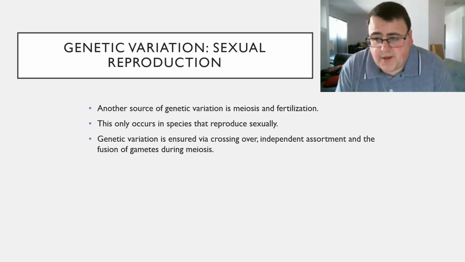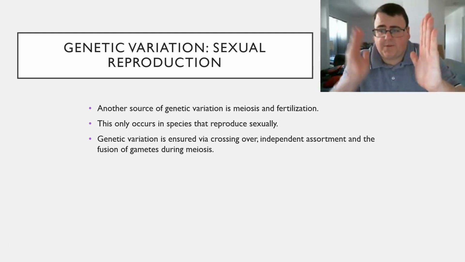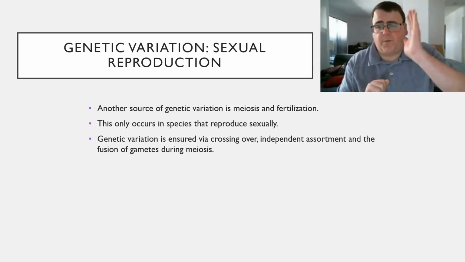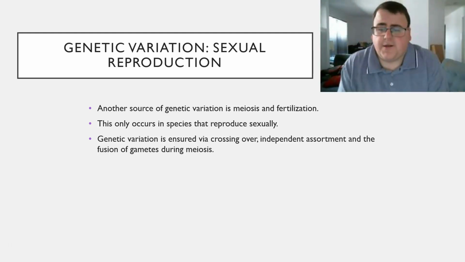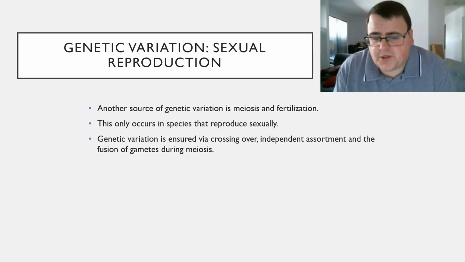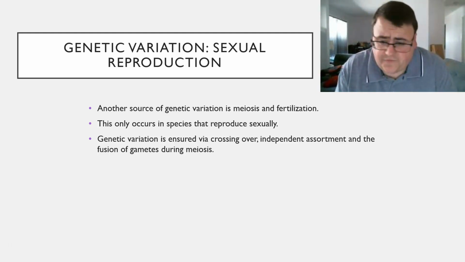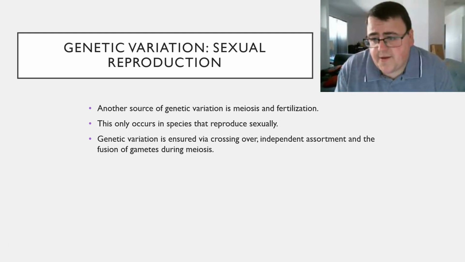Independent assortment is when the homologous chromosomes, there's no order in which the orientation they'll line up. So sometimes you have maternal on this side, paternal on this side. Other times it'll be paternal on this side, maternal on that side, and each homologous chromosome has no effect on the other homologous chromosome, so it's going to be different every time. And obviously then just the fusion, which gametes will fuse together, that all ensures genetic variation.